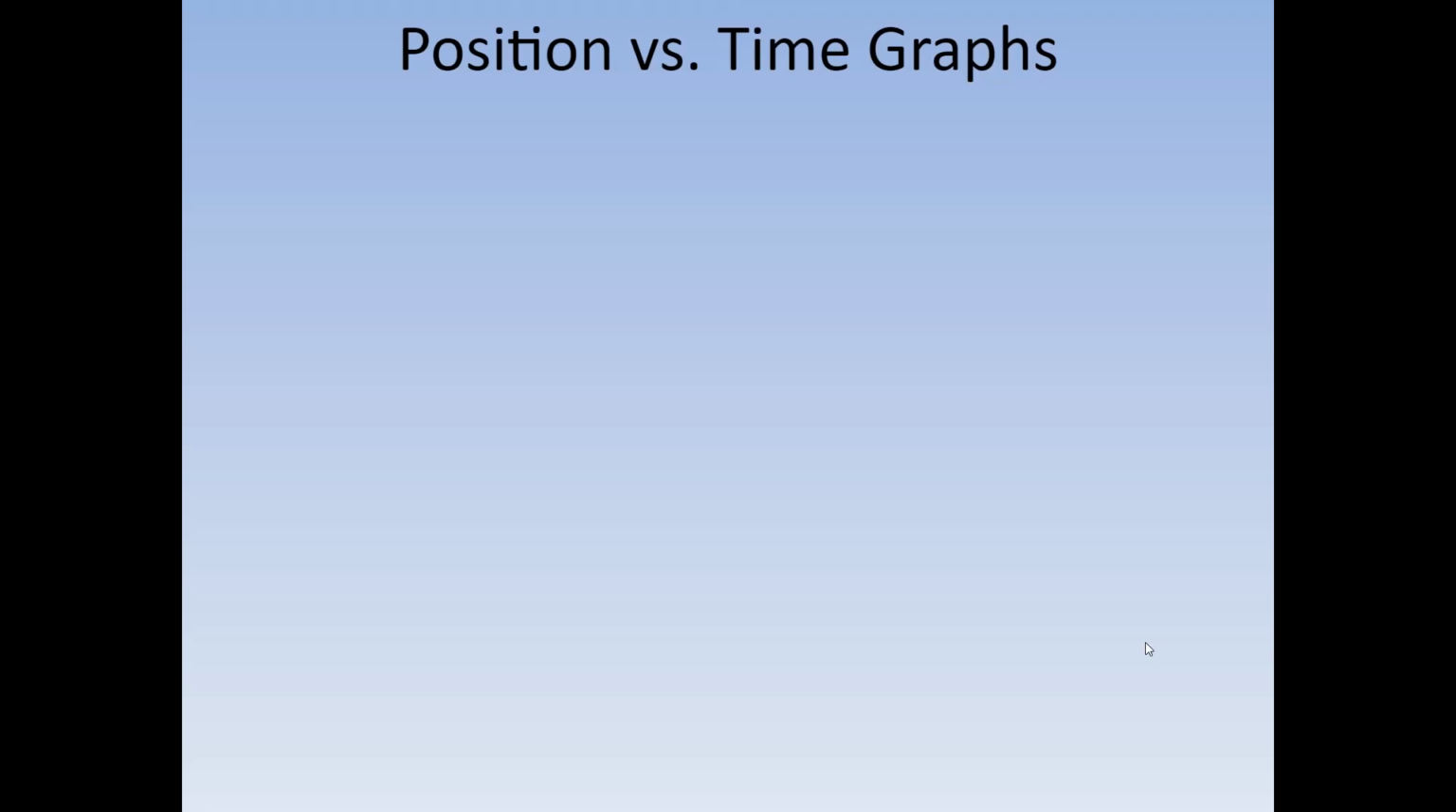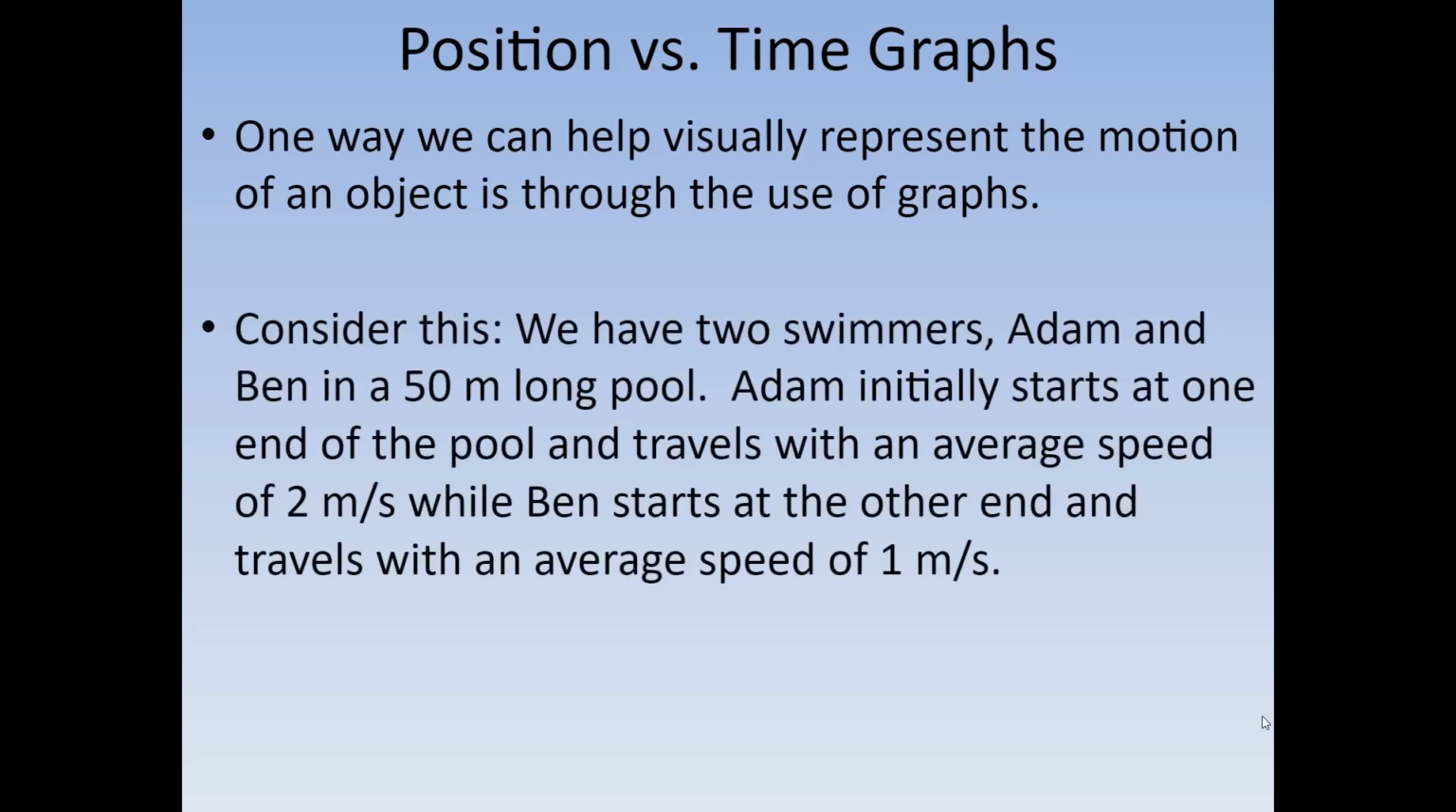So as the name implies, these are going to be graphs that represent the position of an object, or it could be displacement of the object or the distance that the object travels over a certain amount of time. This is a really nice way of getting a lot of information, and the thing that we want to figure out is what type of information we can get out of it, and how do we get it.